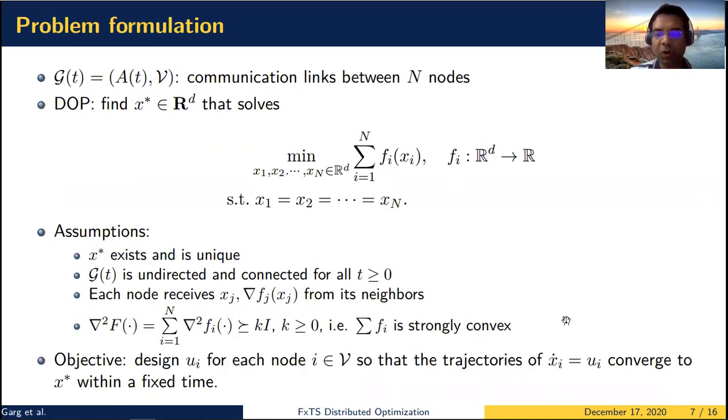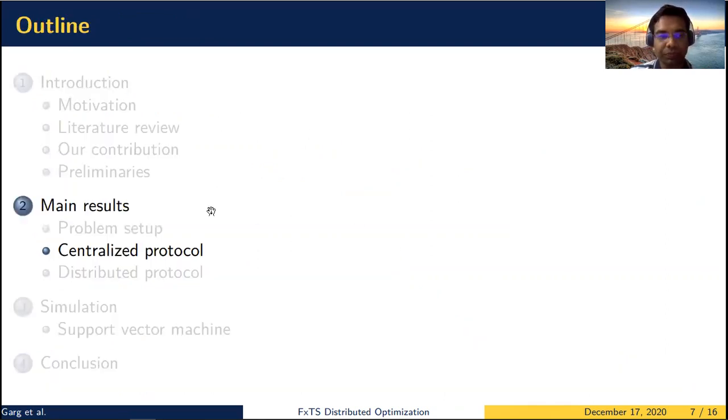Then the objective for this problem is to consider a dynamical system of this form, x dot is equal to ui, and design a ui for each individual node so that in a distributed fashion, each node reaches the optimal value x star within a fixed amount of time.